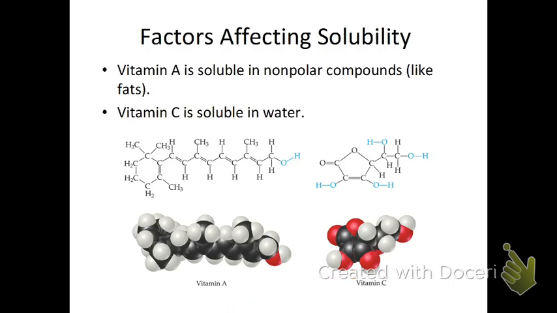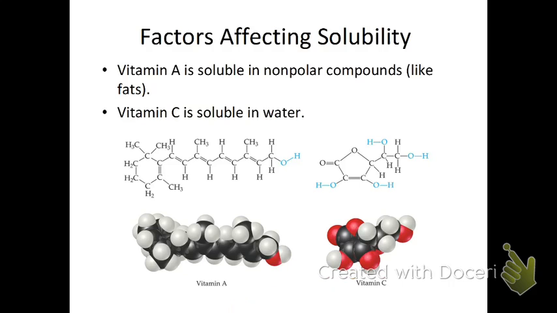So what I have here are 2 pretty common vitamins, vitamin A that you find in squash and carrots, and vitamin C that you find in a lot of citrus fruit. And it basically makes the first statement that vitamin A is soluble in nonpolar compounds like fats. So for whatever reason, vitamin A is nonpolar, and vitamin C is soluble in water, which would imply if like dissolves like, then if water we know is polar, then vitamin C must be polar.